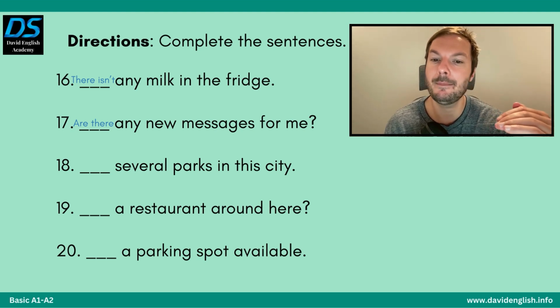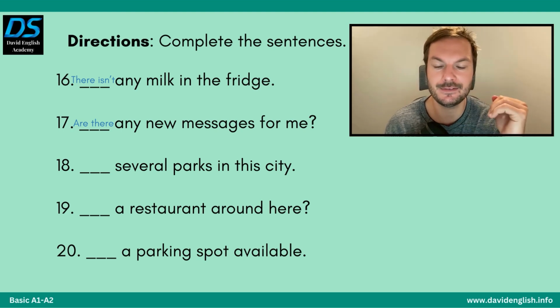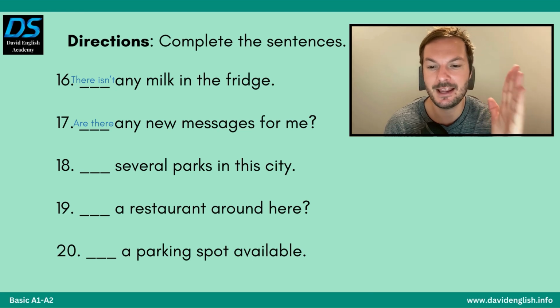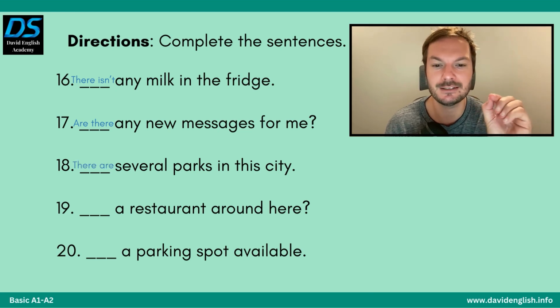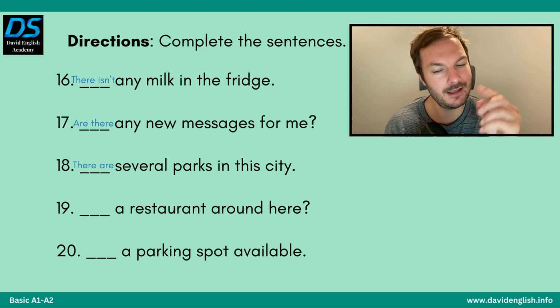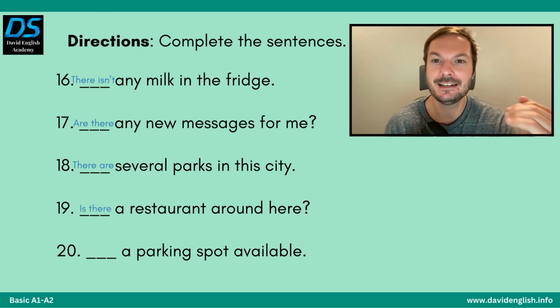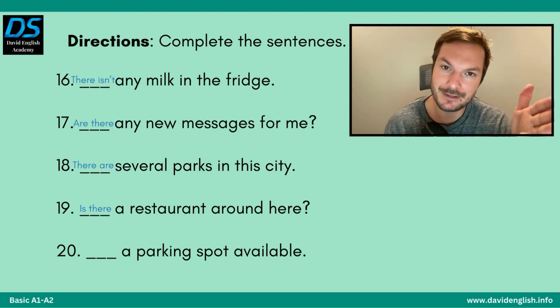18, several parks in the city. This is a positive sentence. We were talking about several parks. We want to say there are several parks in this city. 19, a restaurant around here. One restaurant. I'm going to go with, is there a restaurant around here?